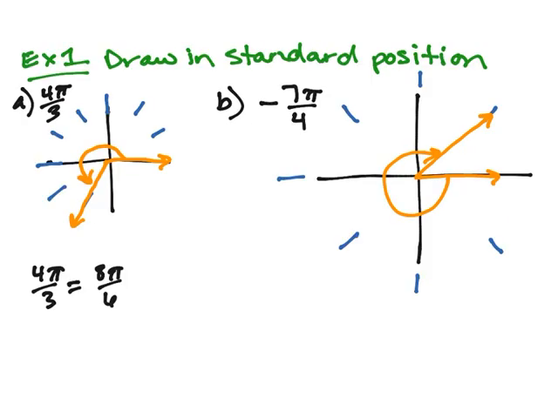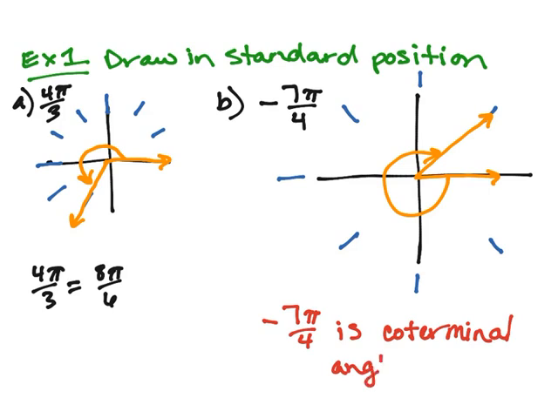Let's go back a second here. We saw that negative 7 pi over 4 was the same thing as pi over 4, right? So those would be coterminal angles. Ugh. I did not write down what I said out loud.